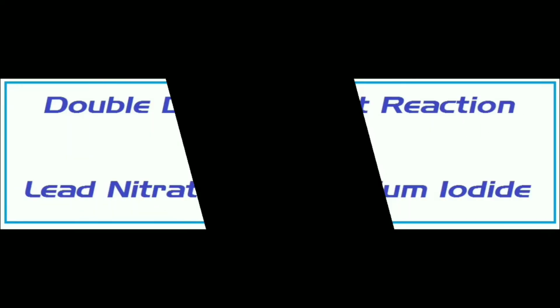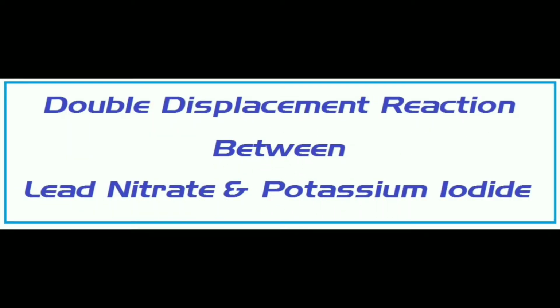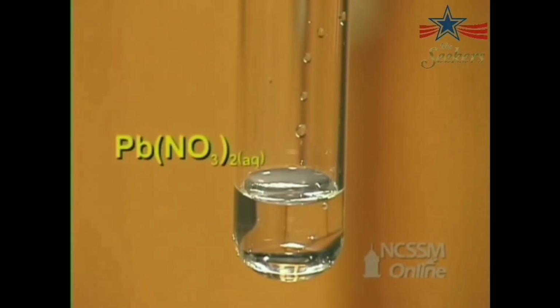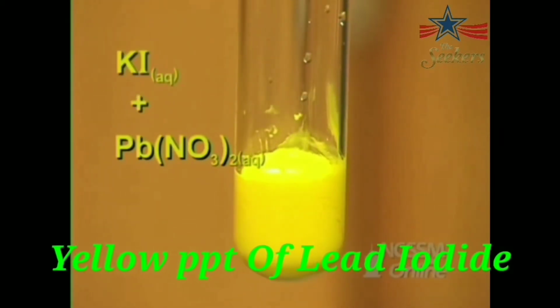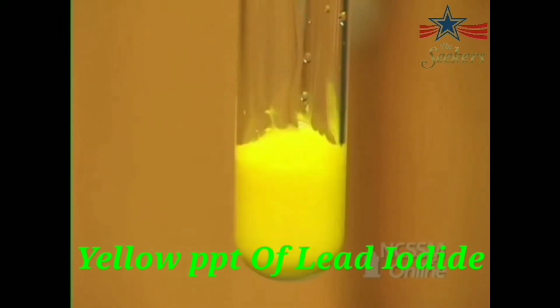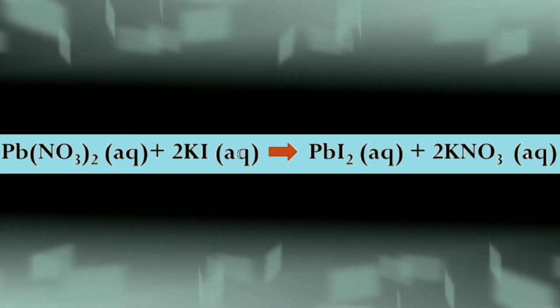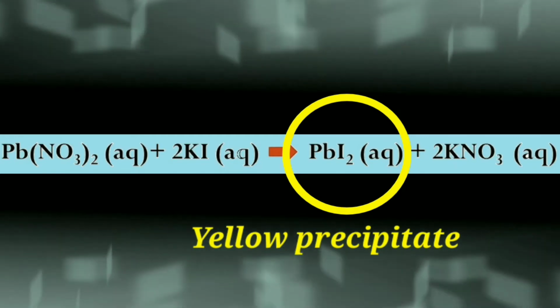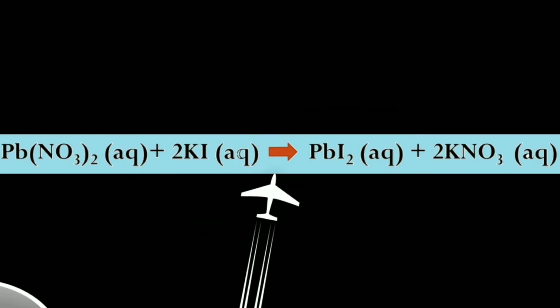In order to understand the concept of double displacement reaction, let's have a look at the video clip of reaction between lead nitrate and potassium iodide. This test tube contains aqueous solution of lead nitrate. When we add few drops of aqueous solution of potassium iodide in it, yellow precipitate of lead iodide is formed in quick time. Now have a look at the chemical equation of this reaction. Lead nitrate plus potassium iodide, forward arrow, lead iodide plus potassium nitrate.